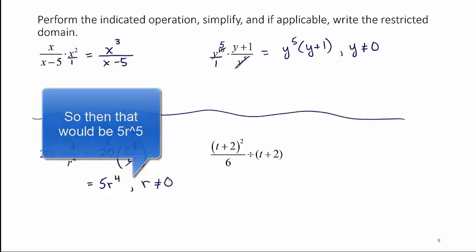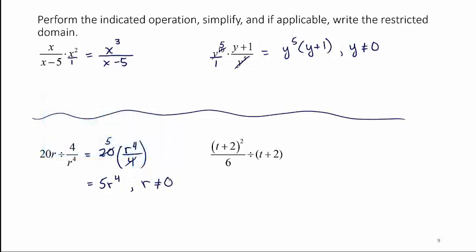Now, why would that be important here? Because in the end, when we multiplied by the reciprocal, that r to the 4th became part of the numerator, right? So we don't have a denominator there, so it might help to think about how this problem originally looked. So if we think about 20r divided by 4 divided by r to the 4th, that r to the 4th was originally part of a denominator, right? Two denominators, actually. So we definitely have to say that r can't be 0.